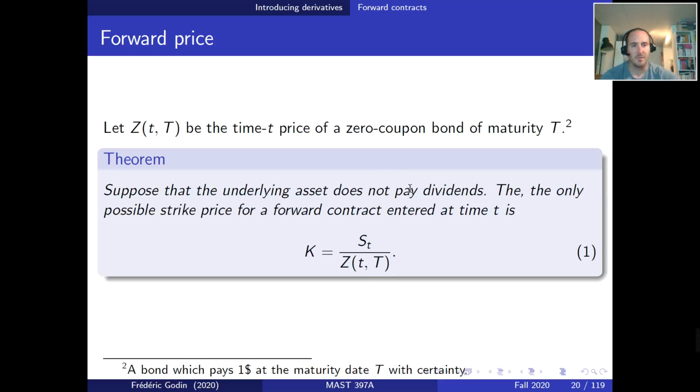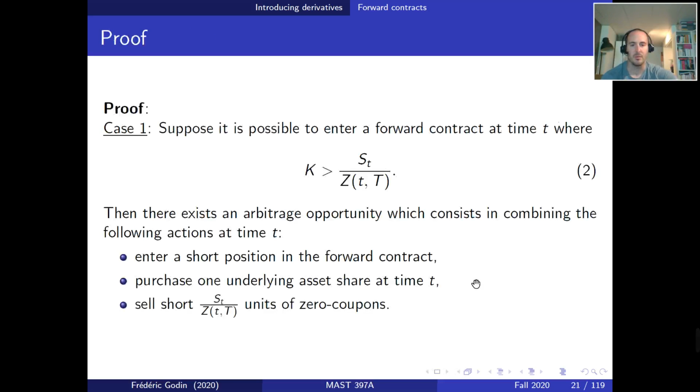So this is the formula, this is the result, but next we will show why this must be the case. We'll give a formal proof for this. We said that we must have the following relationship. We must have that K is equal to S small t divided by Z small t capital T. So to show that both terms must be equal, what we will do is we'll assume that they're not equal, and then we'll get a contradiction, which will mean that they must be.